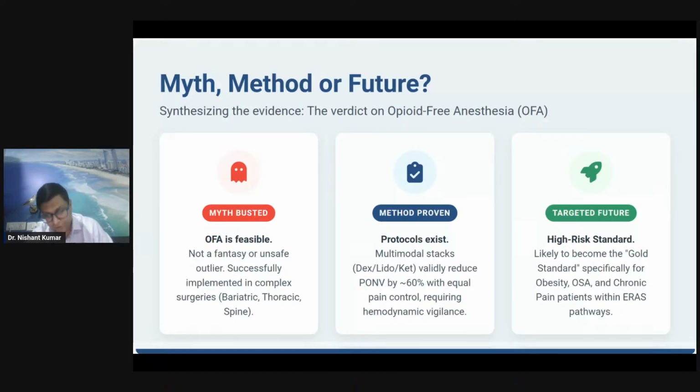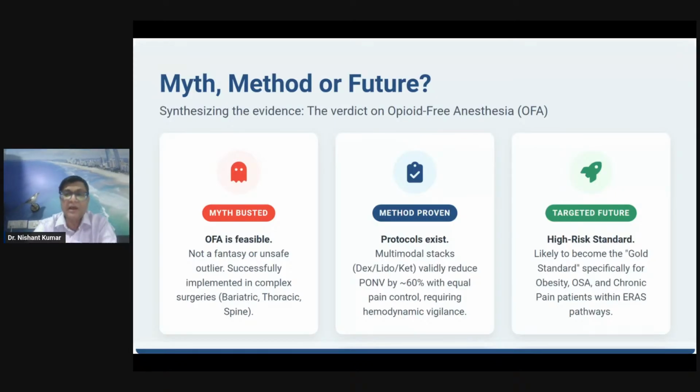So I totally go opioid free in these patients. Yes, there are protocols, methods are there. There are different regimens which are there, but yes, work needs to be done. So future, definitely, we can do it.